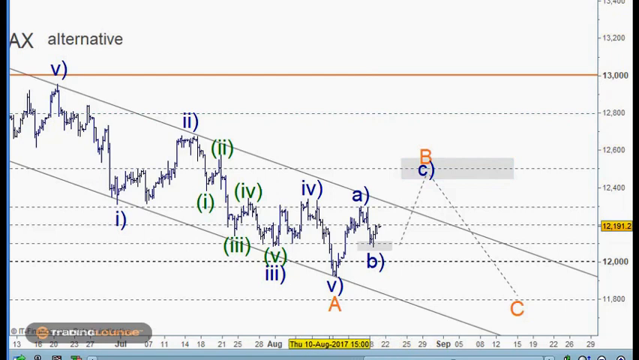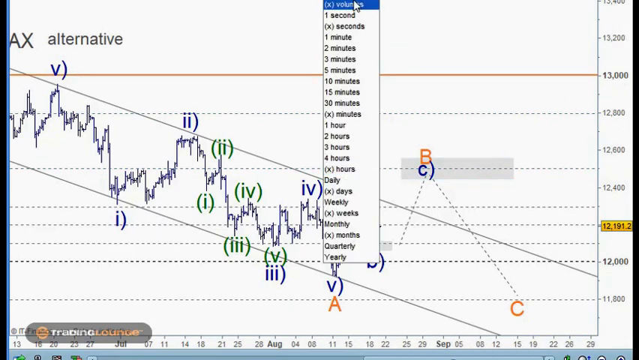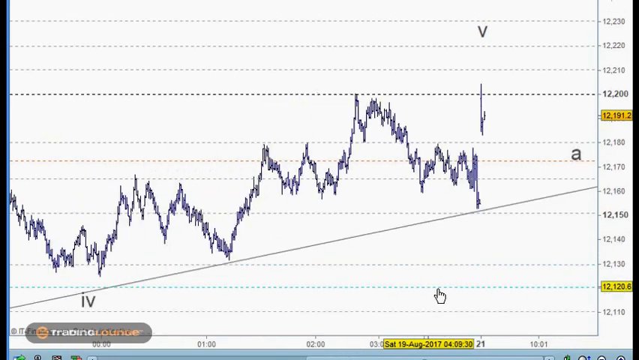So this is just an area of concern. It's just something that we've got to get through. If we get nice support on this 12,500 later on, then we know that we're going to go further up from that point. I'm going to go to the tick chart now, the 100 ticks here.